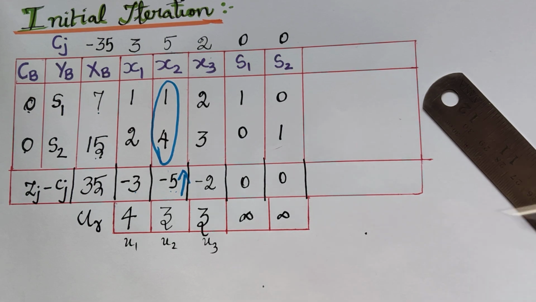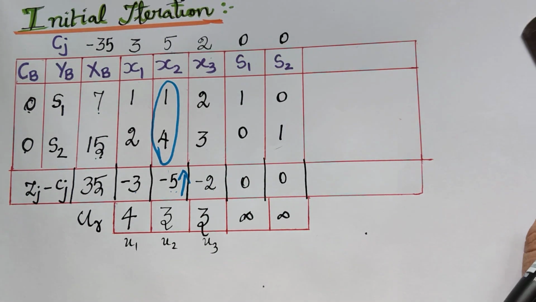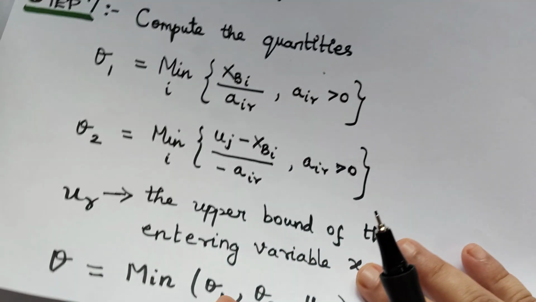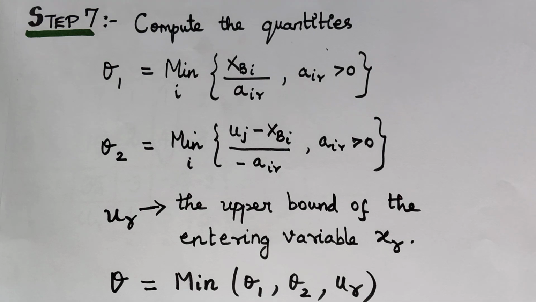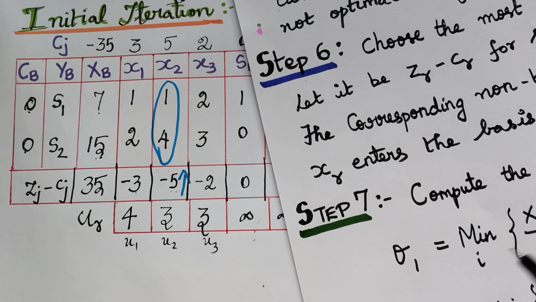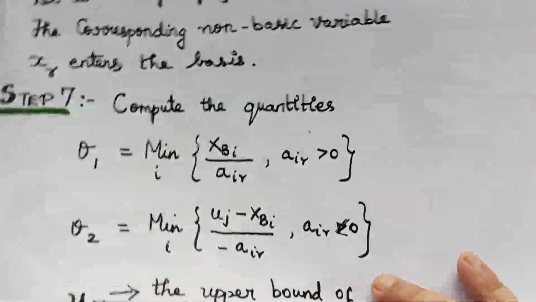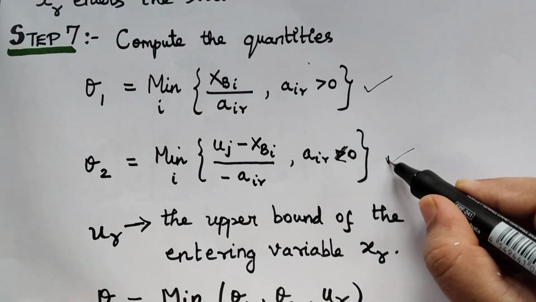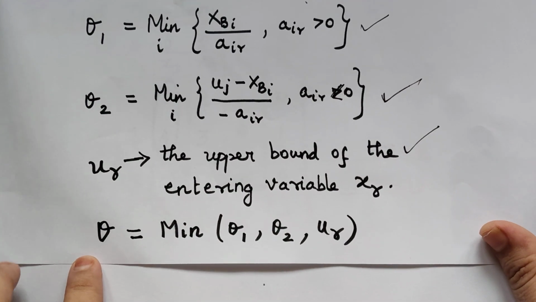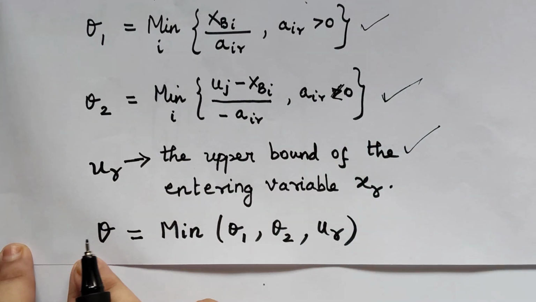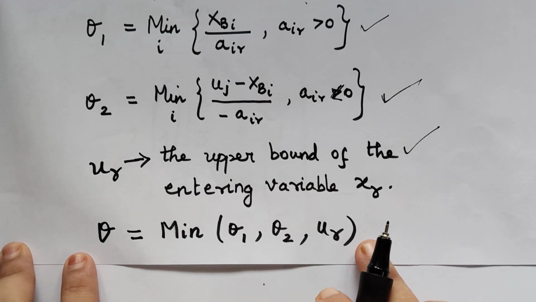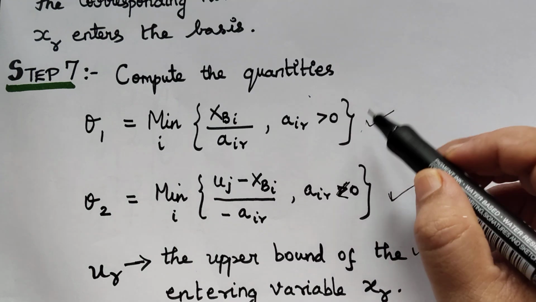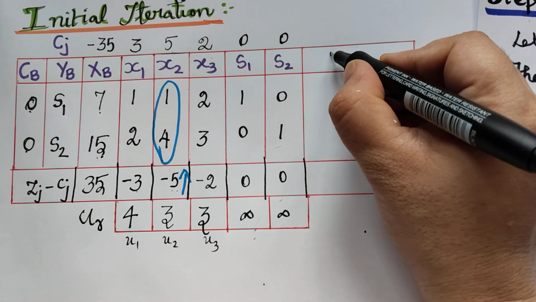Now after finding the entering variable, in the simplex method we will be finding the leaving variable. But here the computations are going to differ. That is the main difference in this problem. We have theta 1, theta 2, and ur. All these three we have to first find, and after finding them, we choose the minimum of those values, which will give us theta. That is the idea of the problem. Now what are theta 1, theta 2 and ur? Theta 1 is the same ratio that we usually find in a simplex table.